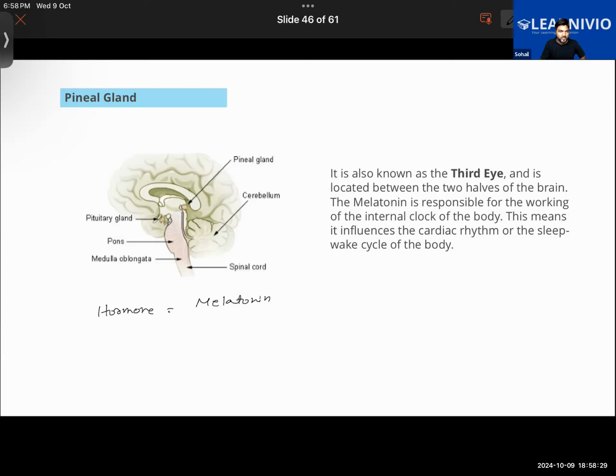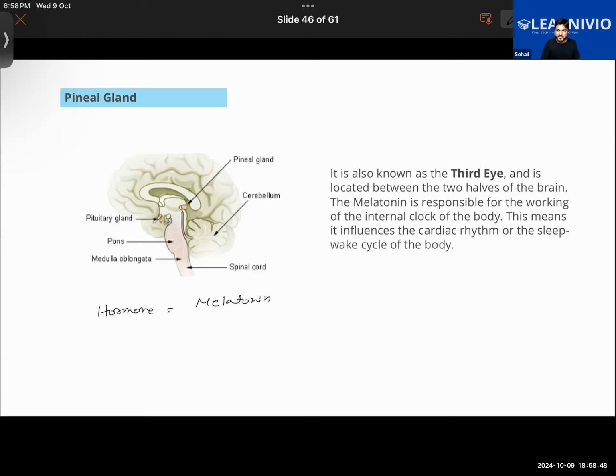Yes, sir. Particularly this point is very important. So the pineal gland will be sensing the light and darkness through the retina. You guys understand the retina now? The back portion of the eye.